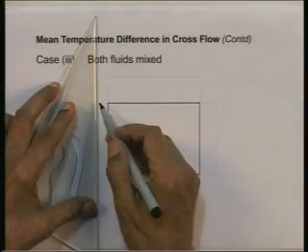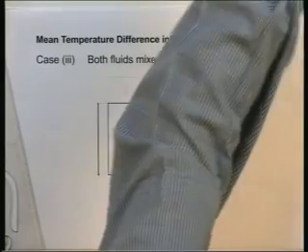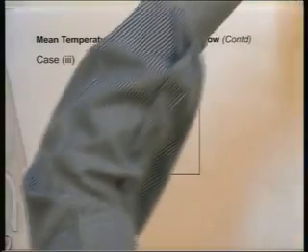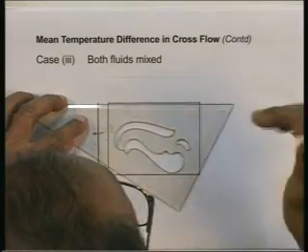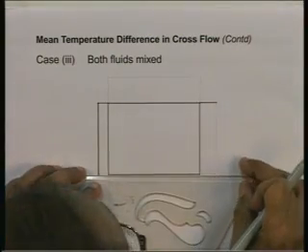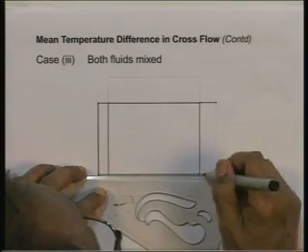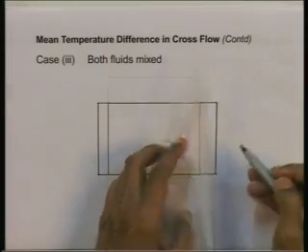And the third case which we have is when both fluids are mixed, in which case we are going to get something like this. Let us draw that situation. We are going to have mixing on both sides. Uniform temperature while entering and uniform temperature while leaving, mixing on both sides. So, I am going to have now a temperature profile because of the mixing on both sides, which is something like this.